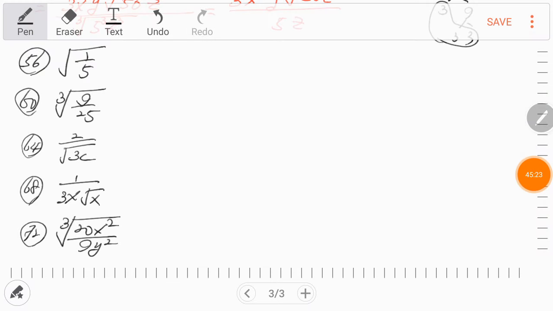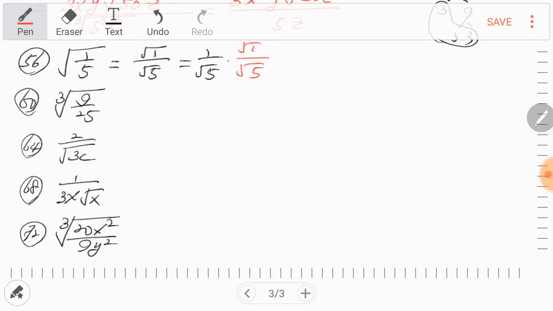Okay, let's do this exercise. We can separate the numerator and the denominator. Square root of 1 over square root of 5, and square root of 1 is 1, so 1 over square root of 5. Okay, we don't allow a radical in the denominator, so we can multiply both top and bottom by square root of 5. So the numerator is square root of 5, and the denominator is square root of 5 squared, which is what? 5.